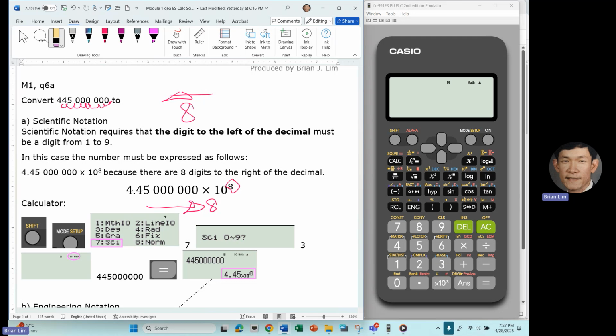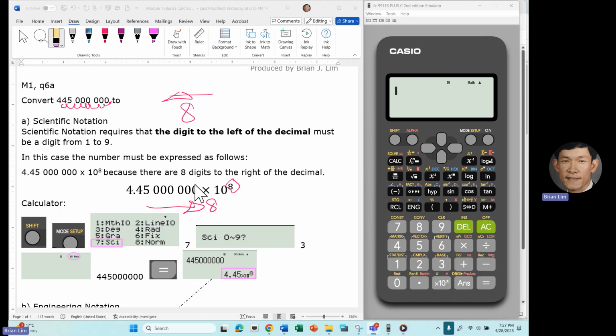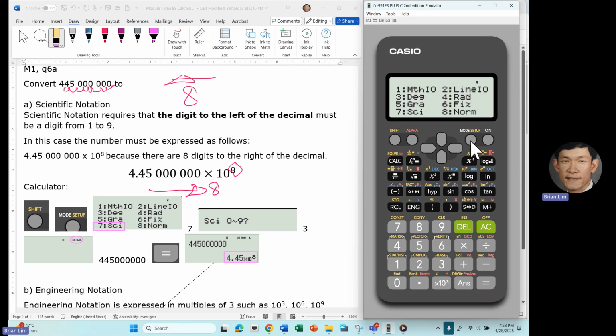Now, to do the question with your calculator to express the number that we have up here, 445 million, we need to put the calculator into the scientific mode. To do so, we follow this sequence of steps right here. We click on Shift and then we click on this button that has mode and setup. We click there and then we have a choice for scientific, which is SCI, and that is the number 7. So to activate it, we have to click on the number 7, and there it says scientific 0 to 9.